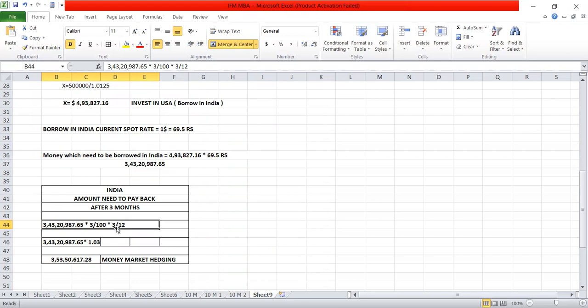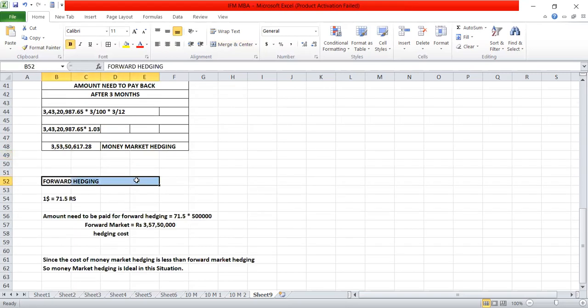90 days means 3 months, so 3 by 12. So 3 crore 43 lakh 20,987.65 into, if you substitute, 1.03. They're supposed to pay 3 crore 53 lakh 50,670.28. This is called money market hedging. Hedging means transferring the risk. So this is what they have to pay in India. Now we will see forward hedging.